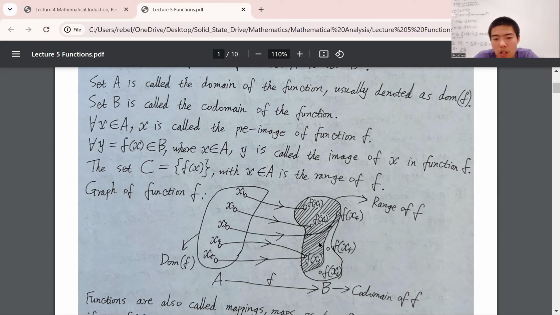So the range actually consists of f(x1), f(x2), f(x4), and f(x3), and the fifth and sixth are not reached. All of them belong to the codomain because B is already defined previously. But obviously, the points in A only convey to f(x1), 2, 3, 4 by function f. So that's the difference between the range and the codomain.